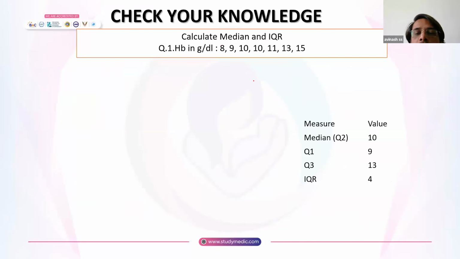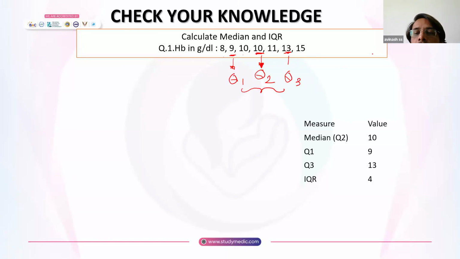Now let us see if we can calculate the median and interquartile range of the following. These are the hemoglobin levels. What is the median? You can see we already calculated this. This is the median, the centralmost value, quartile 2. To calculate the interquartile range, we need to calculate quartile 1 and quartile 3. You can see 9 becomes quartile 1, because on either side 1 data set exists. And 13 becomes quartile 3 because on either side 1 data set exists. So the interquartile range is 9 to 13.